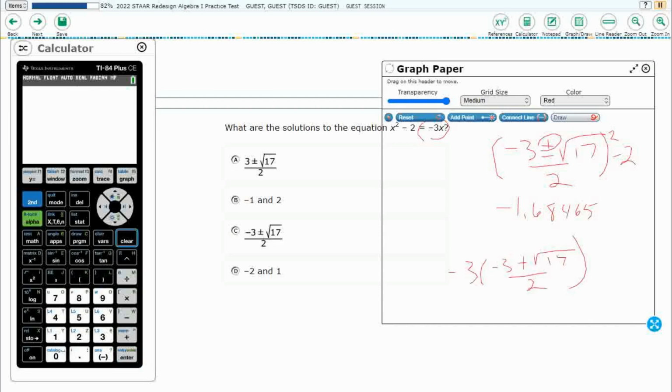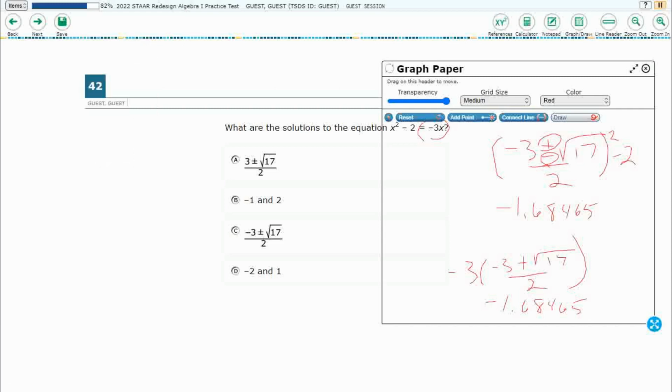Okay, so we're going to do -3, and we're going to double that because we need to get a -3 plus the square root of 17 first. I need to click out of there, close that first parentheses, divide it by 2. Now we can close that second parentheses. Take a look at what we've got. We've got -1.68465. It's that same thing. So it works. That's the plus 17. We can assume that it's going to be the same for that -17, right? So our answer here is going to be this C.